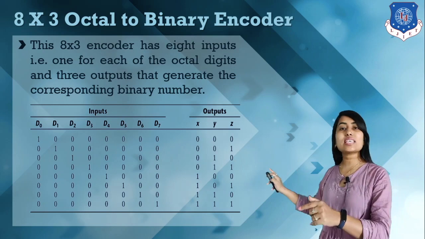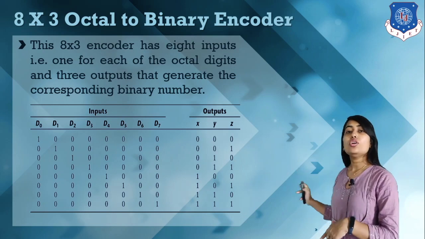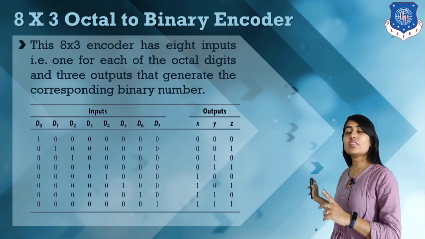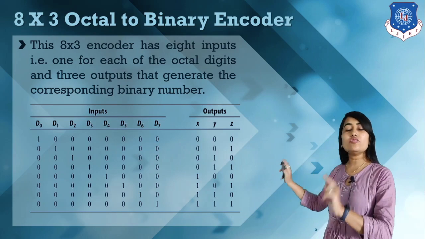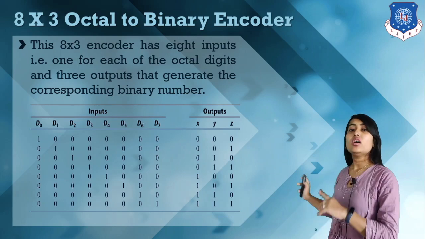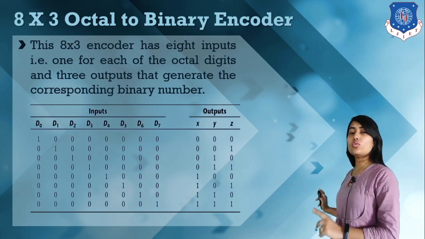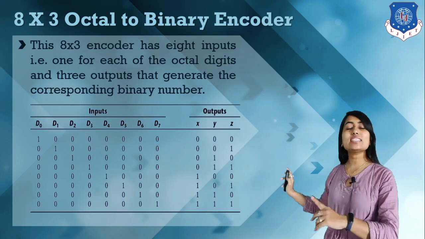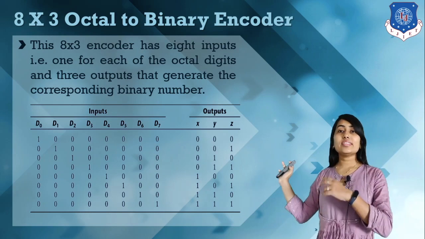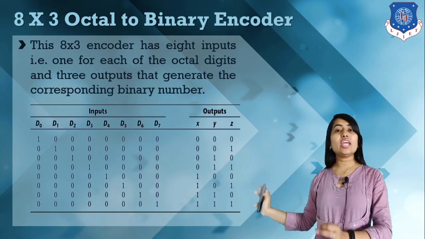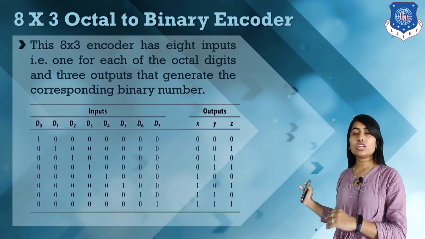When D2 is active, we have 0, 1, 0. When D3 is active, we have 0, 1, 1. When D4 is active, we have 1, 0, 0. When D5 is active, we have 1, 0, 1. For D6 equal to 1, we have 1, 1, 0, and for D7 equal to 1, we have 1, 1, 1. So this is how our 8 bits of data are encoded into 3 bits of data.